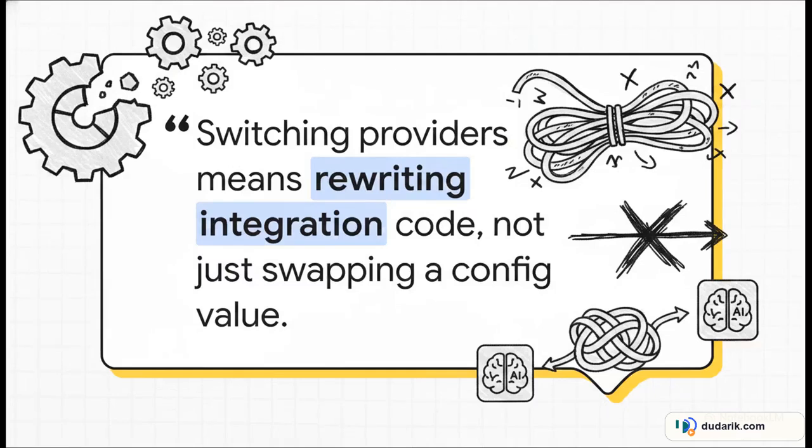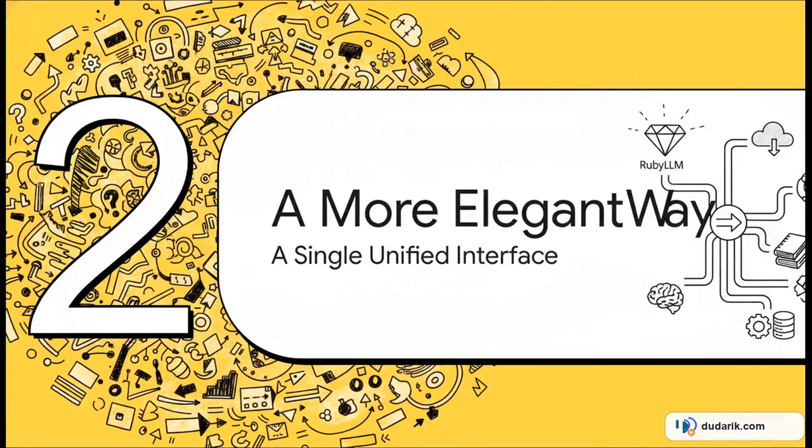This quote, man, it just hits the nail on the head. Anyone who's tried this knows this feeling. You think, oh, I'll just try out Claude instead of GPT, but it's never just changing one line in a config file. You end up having to rip out and rewrite a whole bunch of code. It's a huge pain. But what if there was a better way? You know, a more elegant way to handle all this mess? Well, that is the entire idea behind RubyLLM. It's designed to be that one single unified interface for every LLM out there.